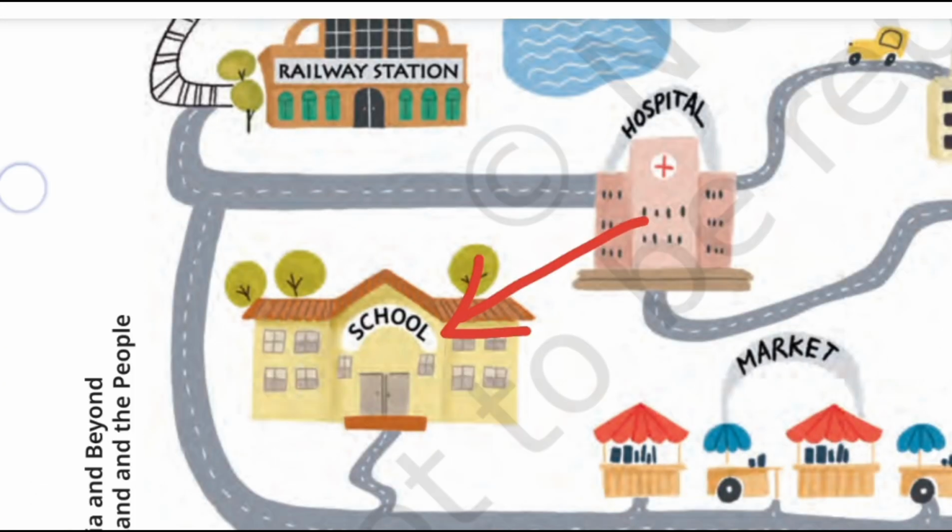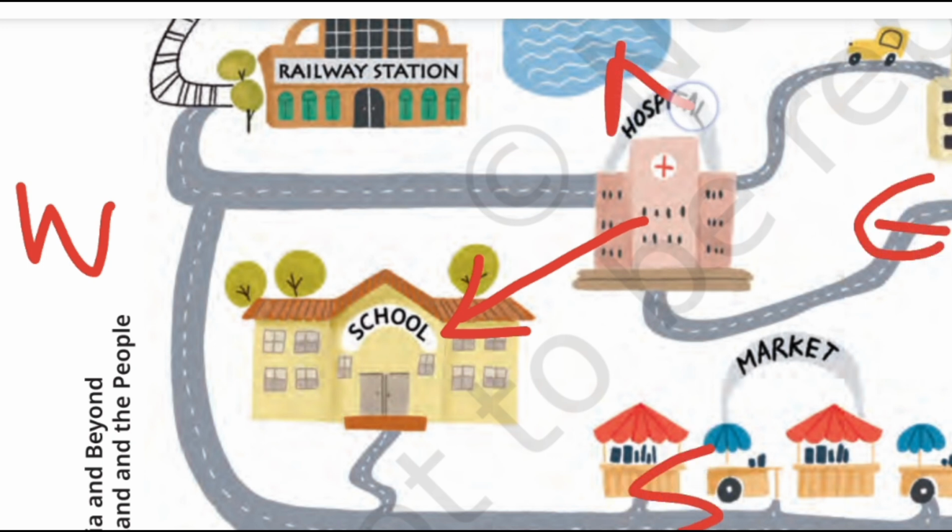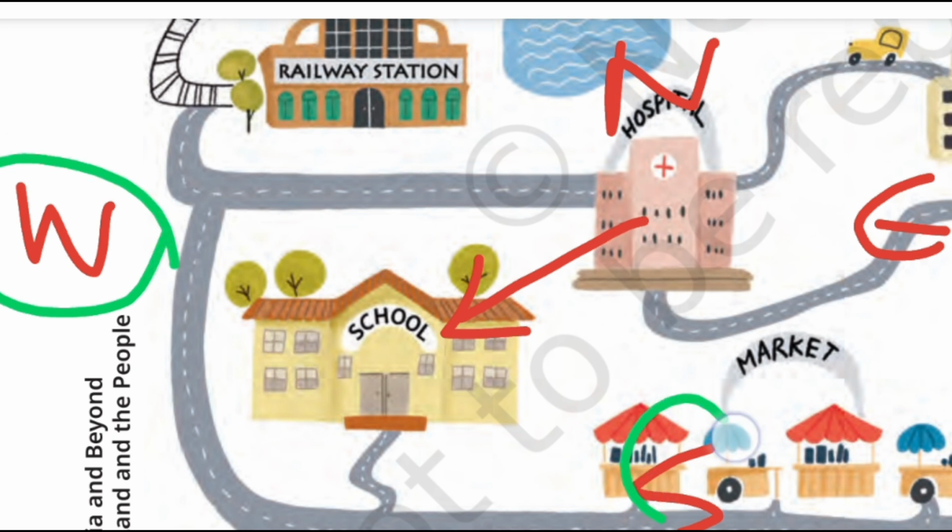As you know, this is west, this is east, this is south, and this is north. So this particular arrow is in between west and south, isn't it? So this arrow is in this direction, in between west and south. So we will say the school is present in the southwest direction, or west south, we will say southwest. So that school is present in the southwest direction of the hospital. Do you understand? Then I will give another example.